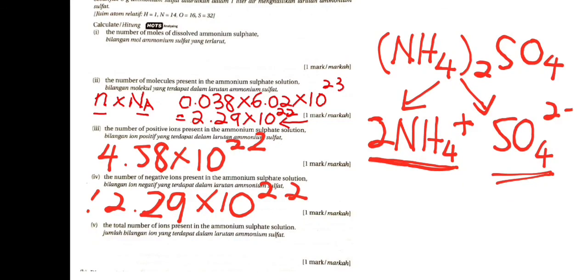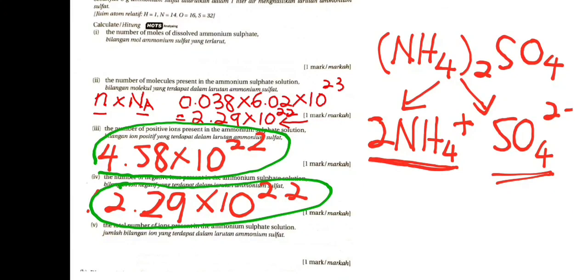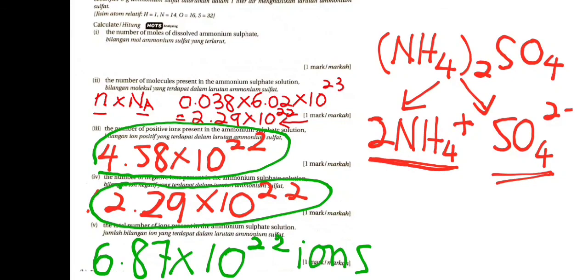So last question number 5, calculate the total number of ion present in ammonium sulfate solution. Total number of ion means the positive ion plus the negative ion. So you just add this one with this one. You will get the answer for number 5. Okay, so 4.58 times 10 to the power of 22 add with 2.29 times 10 to the power of 22. We will get the answer. Okay, the answer 6.87 times 10 to the power of 22 ions.